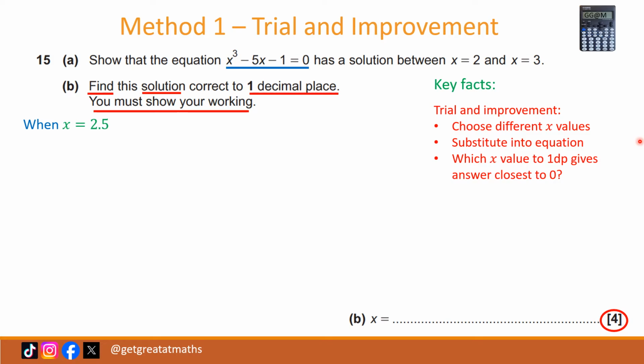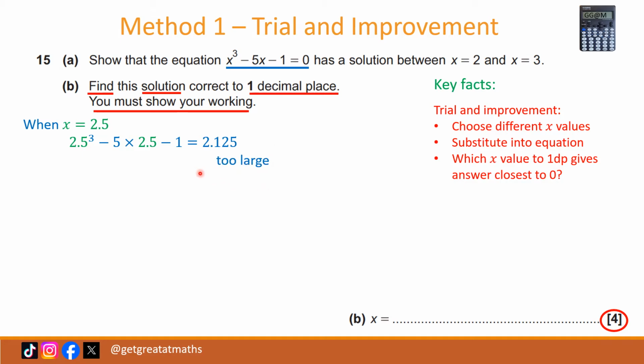So to start with, we're going to choose a value between 2 and 3. Now I have chosen 2.5 because it is literally in the middle between 2 and 3. You could have picked any value between 2 and 3. Now if I substitute this value of 2.5 into the equation at the top, I've got 2.5 cubed minus 5 times 2.5 minus 1, and the answer we're expecting to see is 0. You can see when I substitute 2.5 in, I get 2.125. Now that will give you 1 mark for doing 1 substitution.